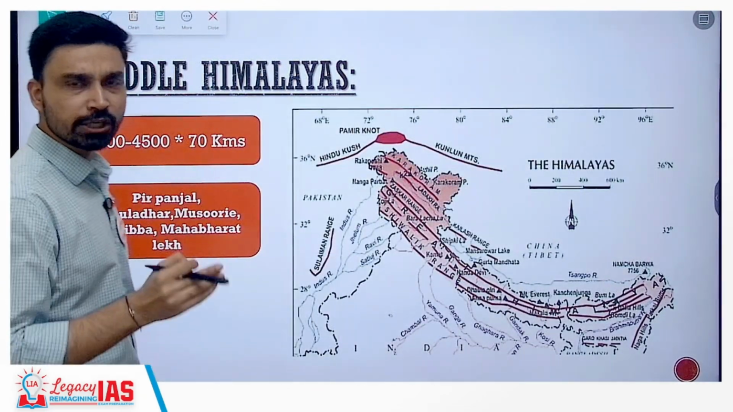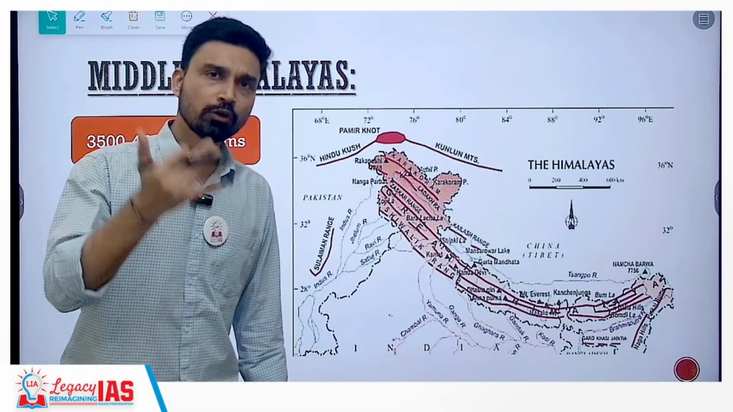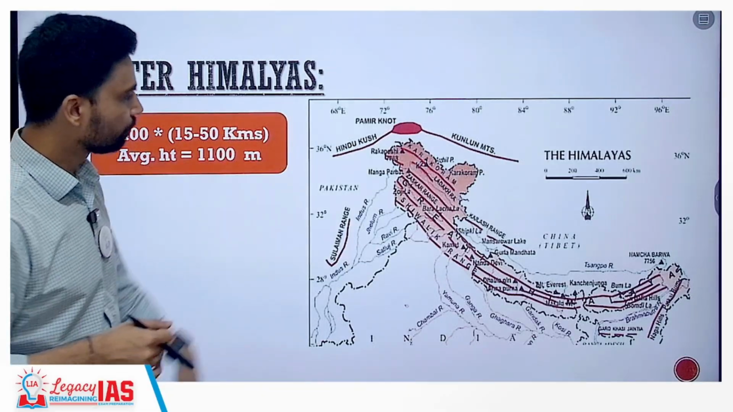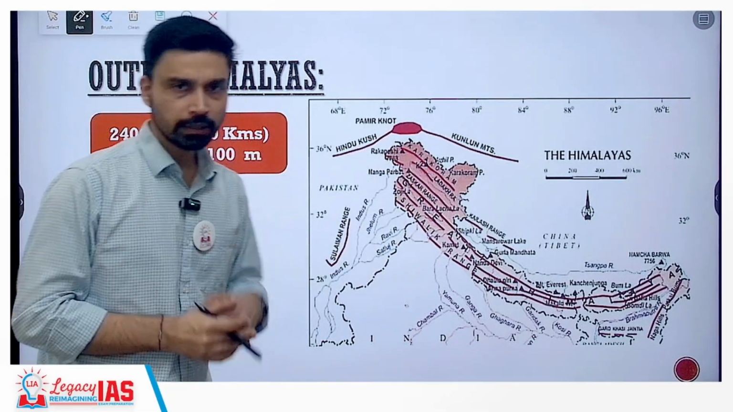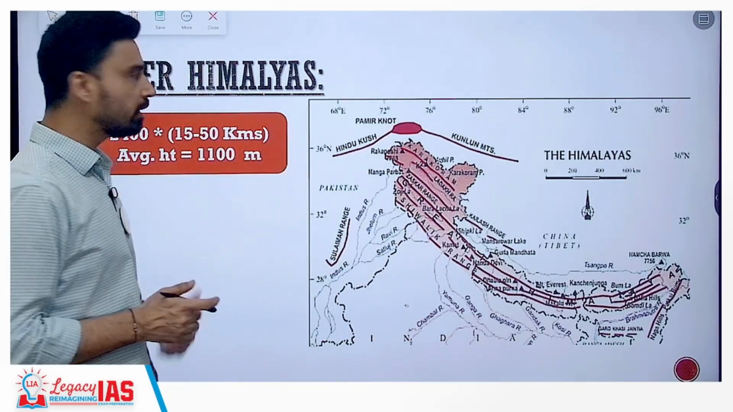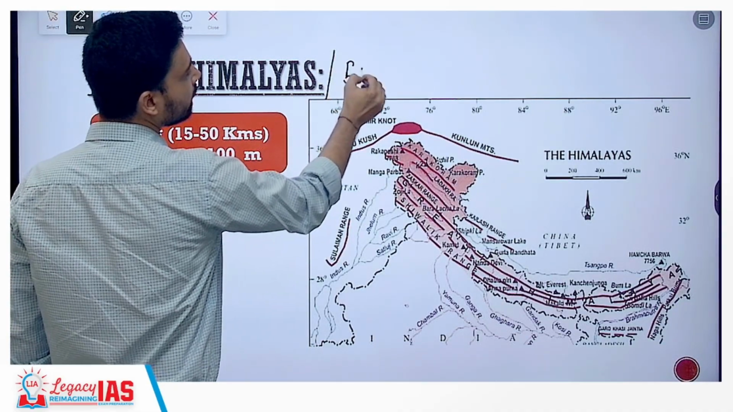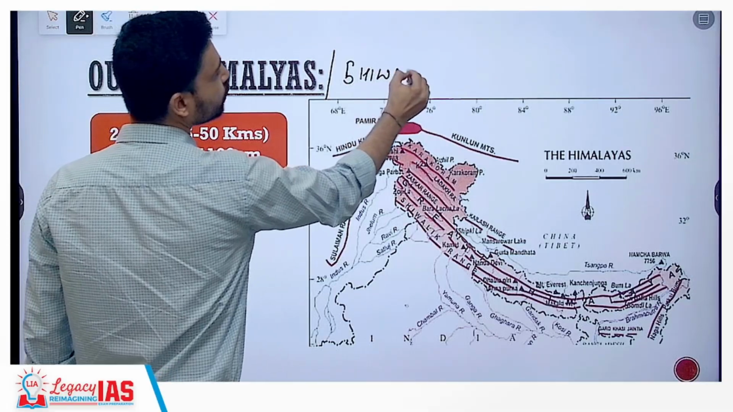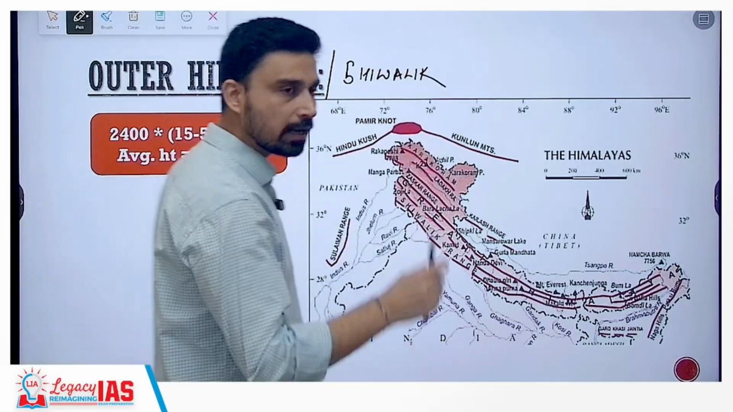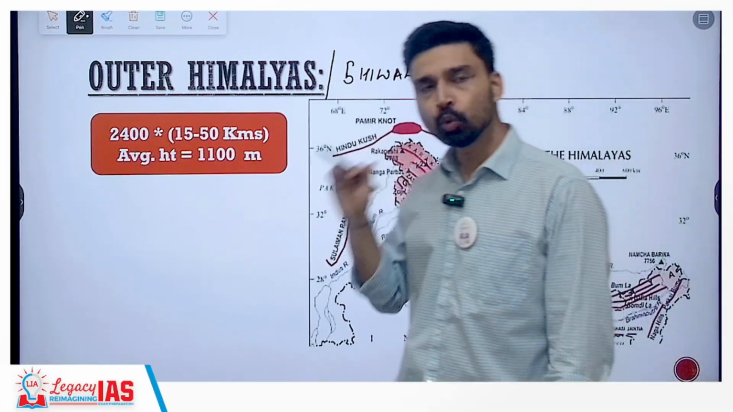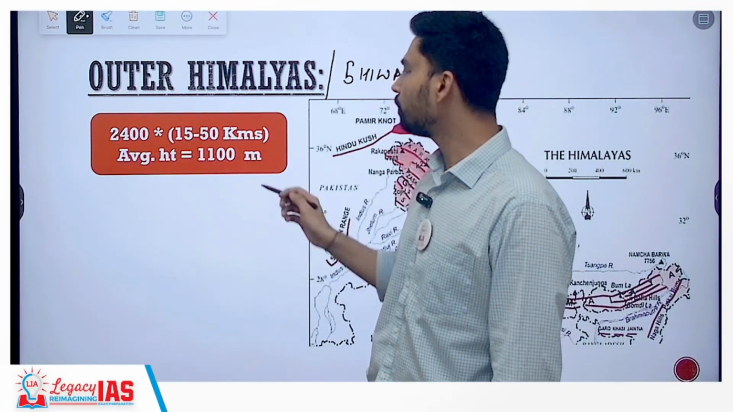All the major hill stations, Simla, Manali, Kullu, Mussoorie, these are part of Lesser Himalayas. Then as we move further south, the third and the last range of Himalayas is called the Outer Himalayas, many times also referred to by its popular name of Shiwalik Himalayas. So these are found in the southernmost part. It is the lowermost range of Himalayas in terms of the average height.